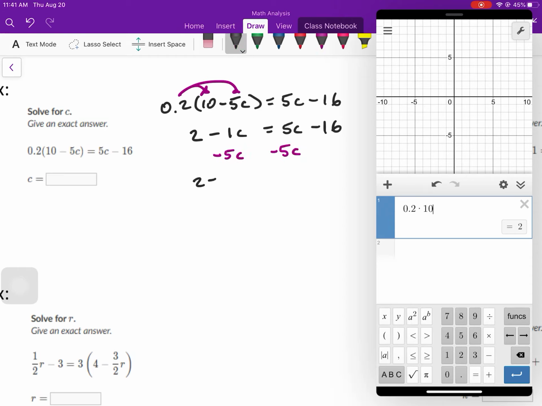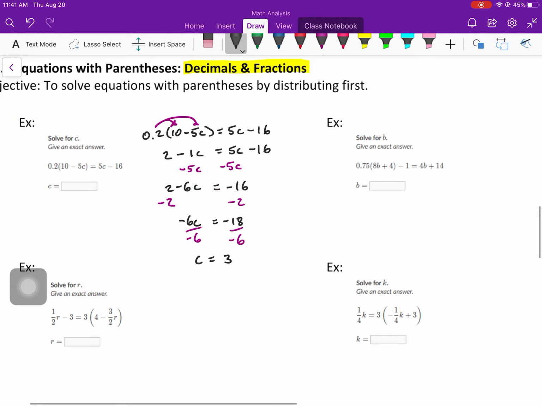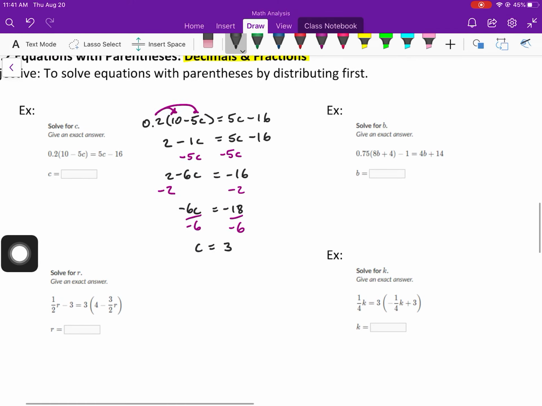So we have 2 minus 6c equals negative 16. Subtract the 2. Negative 6c equals negative 18. And last, divide by negative 6. And c equals 3. So that's it for the decimals. You have another one here that you can work out. Once again, just use the calculator for that.